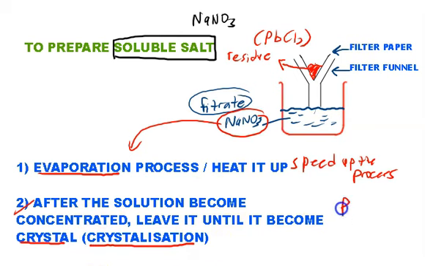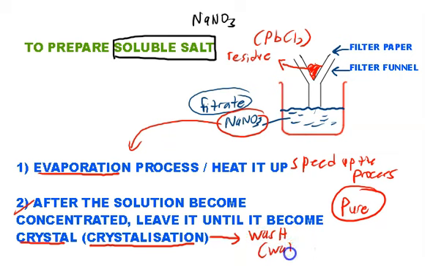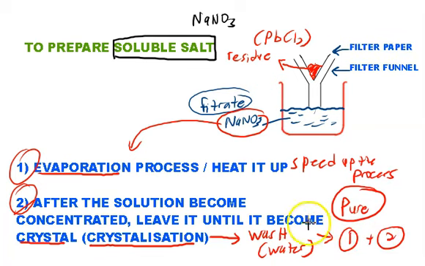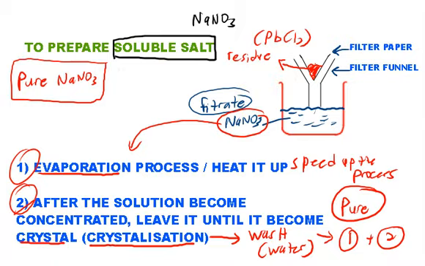To get the pure sample, what you have to do is take this crystal and wash it with distilled water. Then continue the process again, process 1 and process 2. That is how we will be getting pure sodium nitrate.